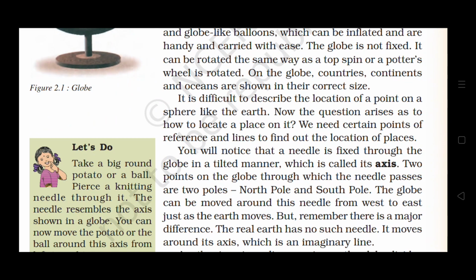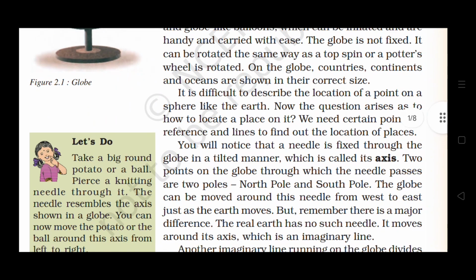So obviously we need some reference, which I was talking about before. What could be the reference, children? It could be latitudes and longitudes. That is the simple answer for it.